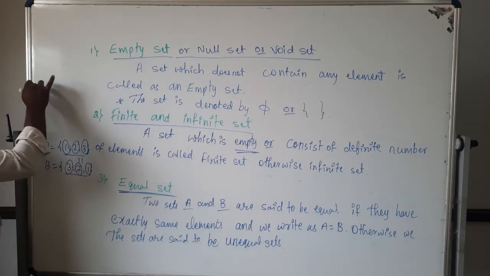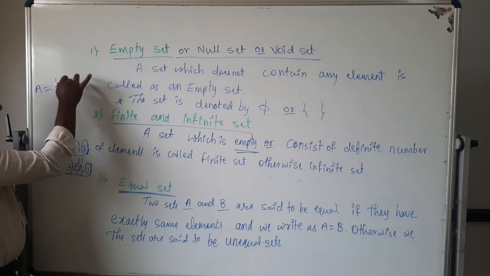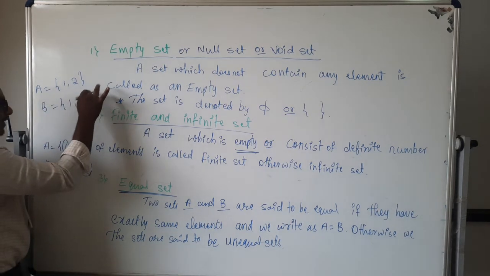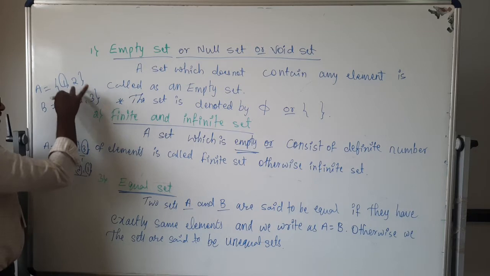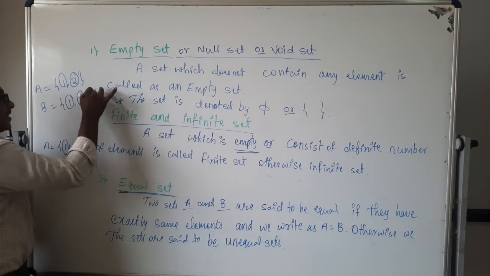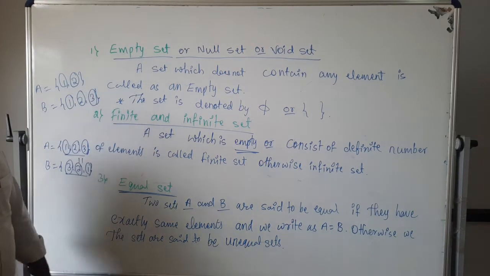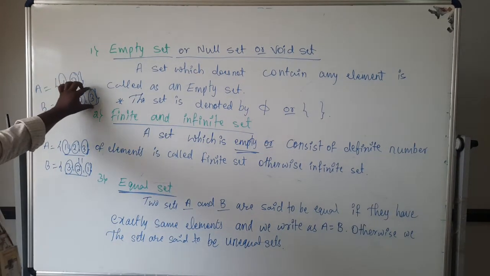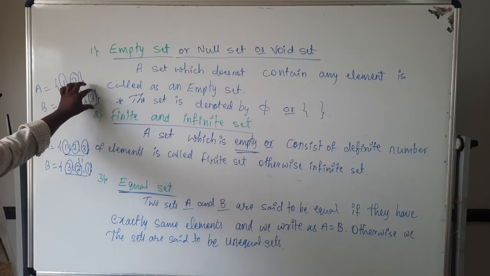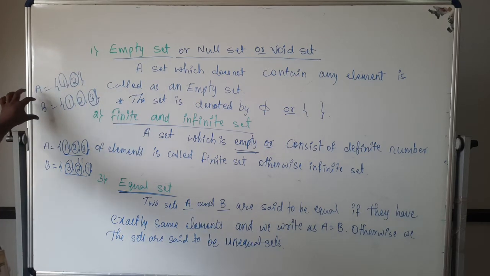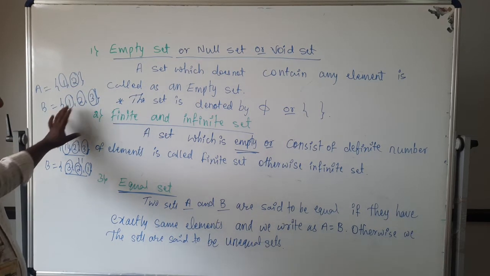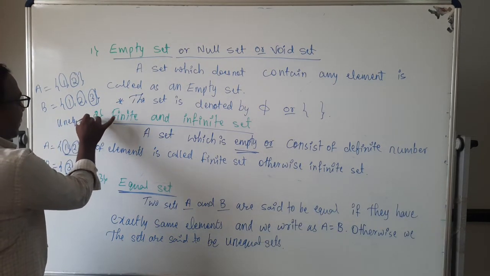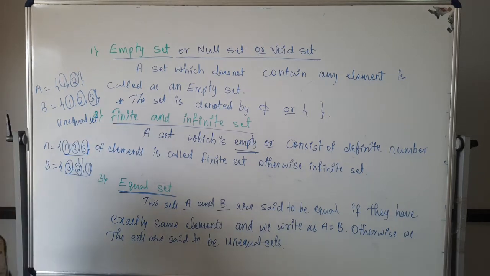If suppose set A has 2 elements, that is 1 and 2, and set B has 1, 2, 3. Here 1 is there, here 1 is there, here 2 is there, here 2 is there. But the 3 is contained in B, but it is not in A. Here 3 is only inside set B, not in A. Therefore we do not call this an equal set; we call it an unequal set.